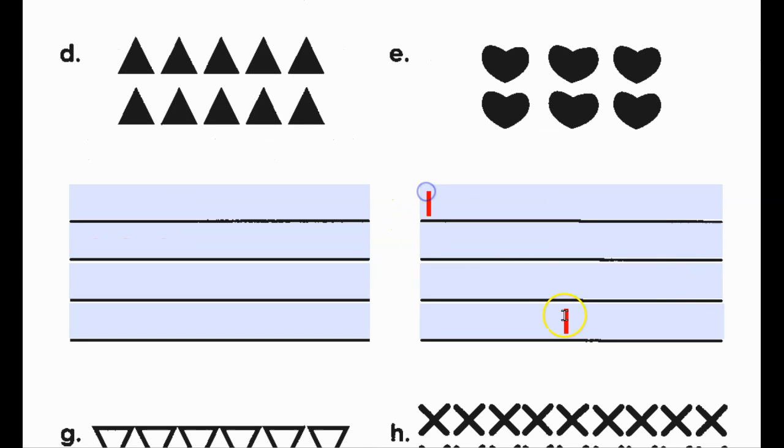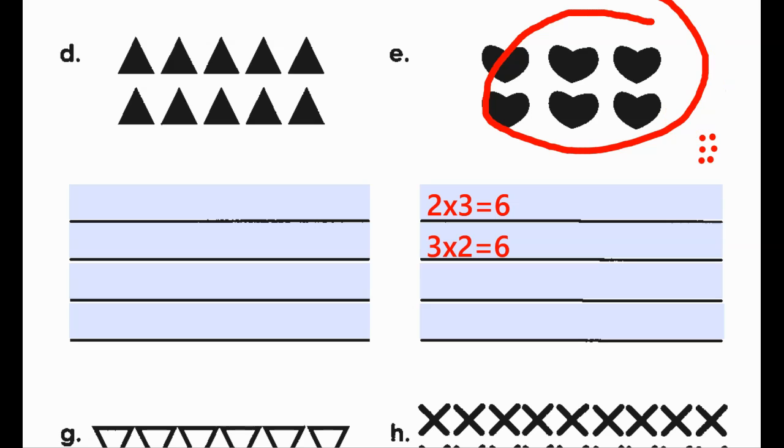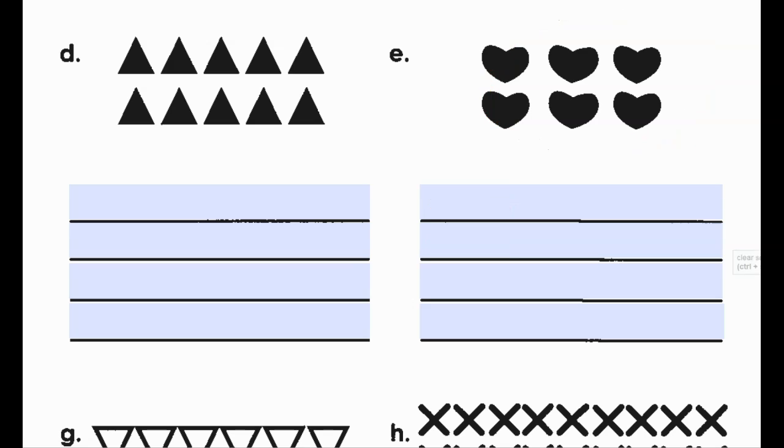So letter E, how many rows do I have? 2. Times how many in each row? 3, which equals 6. And then what's the other way to write it? 3 times 2 equals 6. Okay? 3 times 2 would be this array right here. 2 times 3 is this array. So it's a little different, but it still comes with the same answer, okay?